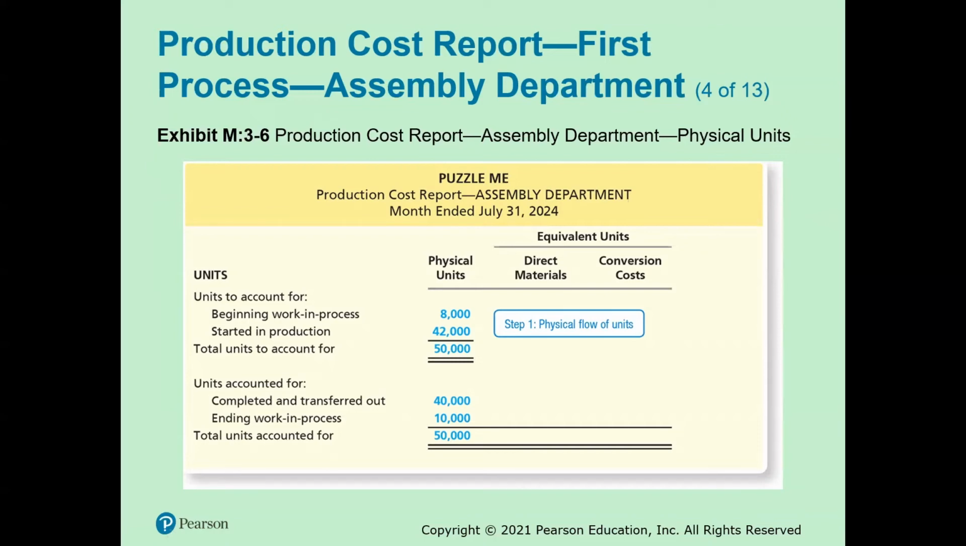We are ready to record this information on the production cost report. Exhibit 3-6 that you see here shows units to account for and units accounted for. Notice that we are completing the units section of the report. At this point, we are not yet assigning costs to units.